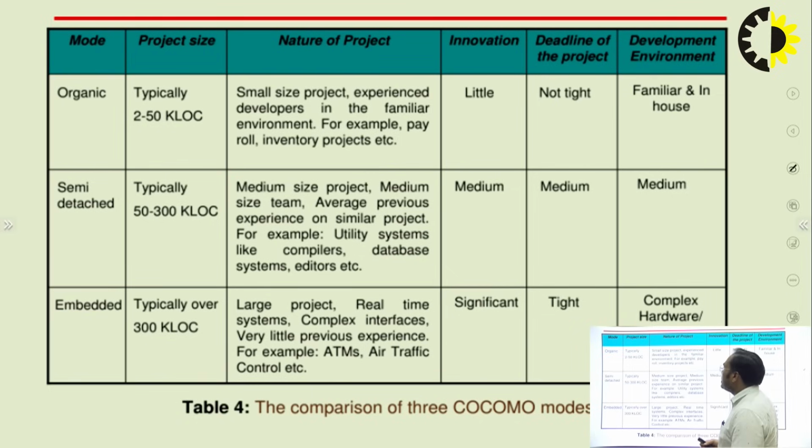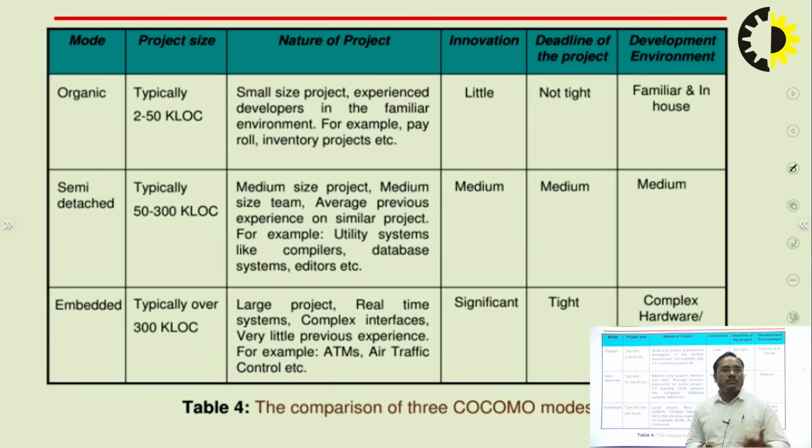The first mode is the organic mode. So how is the organic mode different from the semi-detached mode and embedded mode? In the organic mode, how much size of the project will it cover? It will cover project sizes of 2 to 50,000 lines of code. This model is basically used for small size projects, for example, payroll, inventory projects, etc.